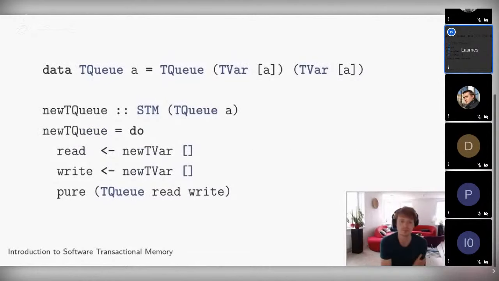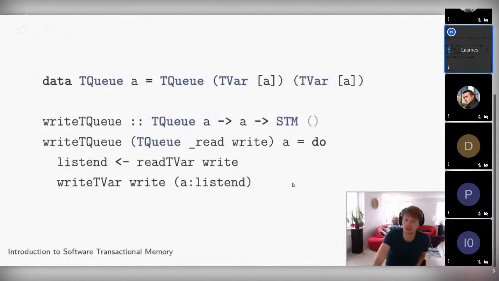So we have this here. Again, I rephrased the data type. Let's initialize one of these TQs. This is pretty much boilerplate. We initialize read and write as empty TVars with an empty list, and we return this wrapper over this TQ. We return this TQ data type and we pass read and write to it.